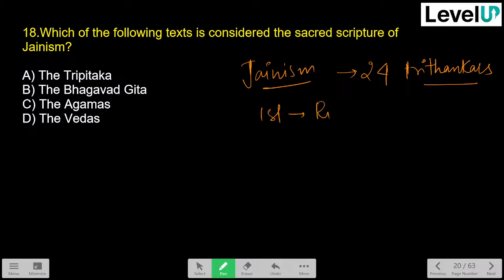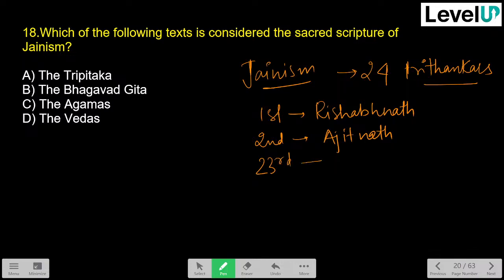Please remember this, right? The first was Rishabhnath. The second is Ajitnath. After the first and second, the most important ones are the 23rd and 24th. The 23rd Tirthankar was Parshvanath.